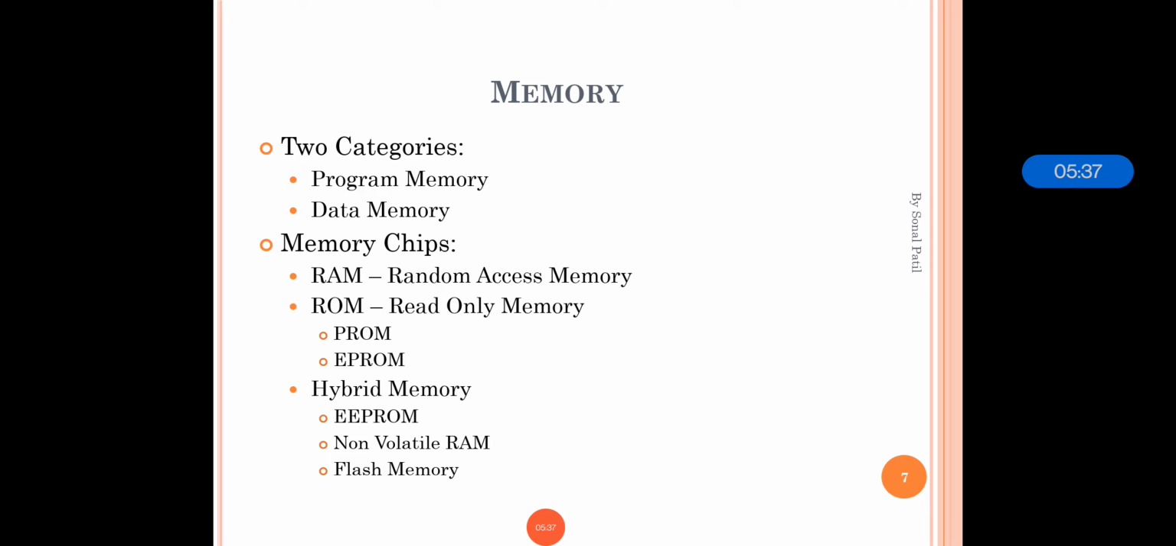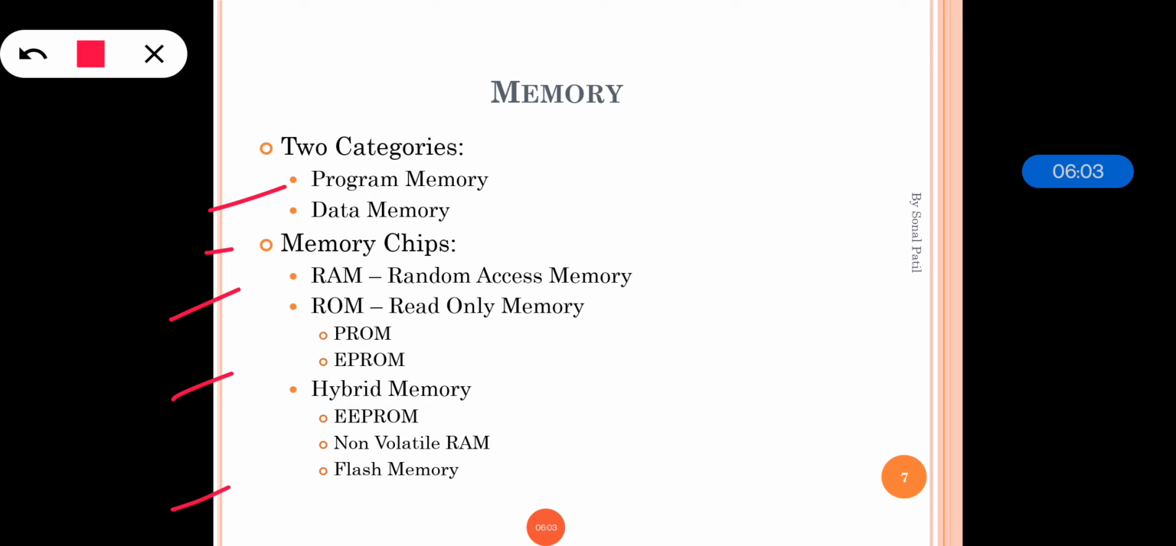Now the next building block is memory. Memory is divided into two categories, that is the program memory and the data memory. The program memory stores the firmware, whereas data memory contents are erased when the power is switched off. Both program and data memory can be internal to the processor. In a microcontroller, both program memory and data memory are on the chip. The memory chips are classified as RAM, ROM and hybrid memory.